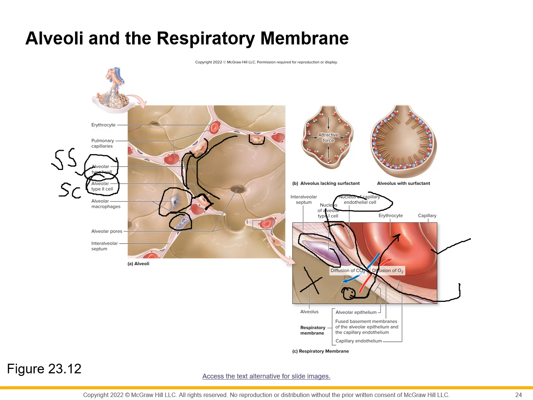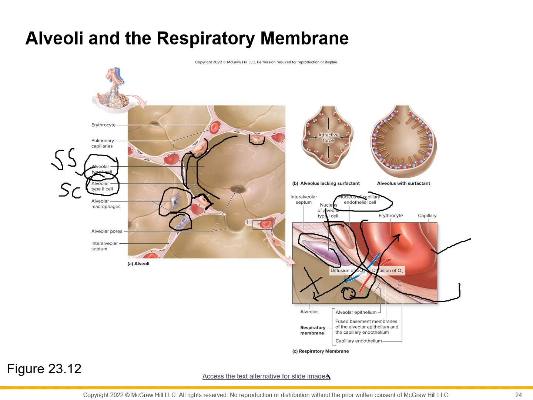Carbon dioxide is going to go the opposite way. It's going to come back from your blood. It's going to have to diffuse out of your endothelium into your respiratory membrane, turn into gas phase, and be exhaled out of the lung.